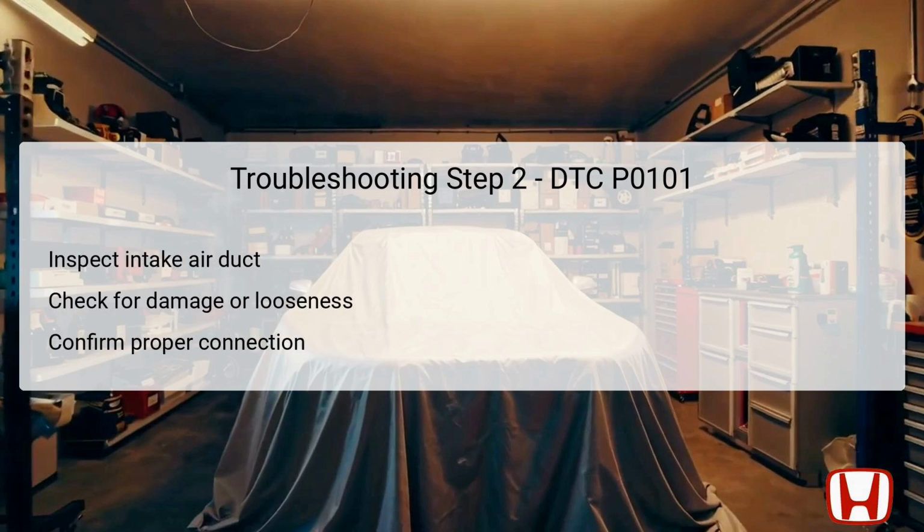The second troubleshooting step focuses on a visual inspection of the intake air duct to ensure that it is functioning correctly. Examine the air duct that connects the air cleaner to the engine to assess for any physical damage, such as cracks or breaks. Additionally, ensure that the duct is firmly connected and not loose, as any air leaks can cause improper readings by the MAF sensor.